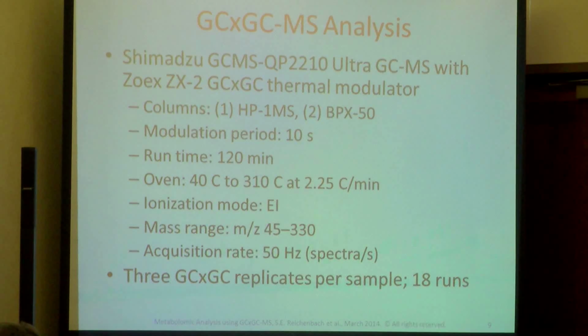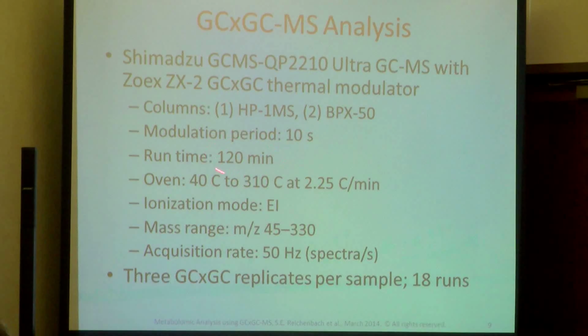And the trapping is done for a relatively short period of time, in this case 10 seconds. What you're trapping is 10 seconds of the eluent, and then it's heated suddenly to release it into a second column that separates on a different chemical property. And so this is repeated every 10 seconds, trapping and release. And the separation in the second column is done, it's a very short column, it's done very fast. And so this gives us a separation time in both the first column and the second column. The two column types are here.